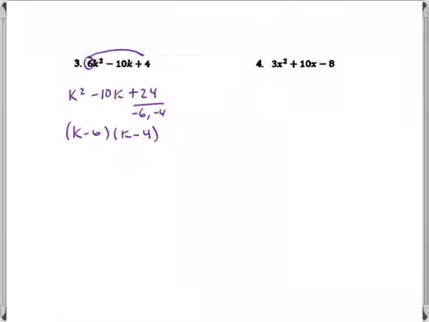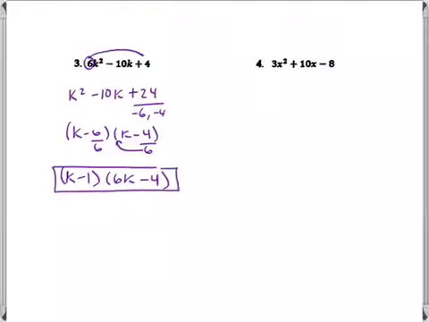I want to divide by my leading coefficient of 6. And so if it works, divide. 6 divided by 6 is 1, so I've got k minus 1. And in the other case, bring the denominator back out front. So 6k minus 4. And this is our answer.